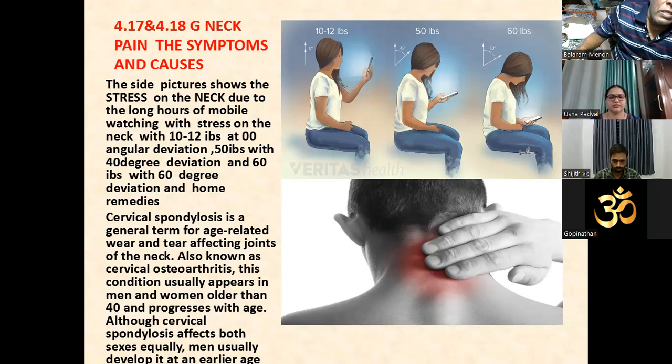Cervical spondylitis is a general term for age-related wear and tear. What is the segregation of the vertebral column? Usha, what is the segregation of the vertebral column?